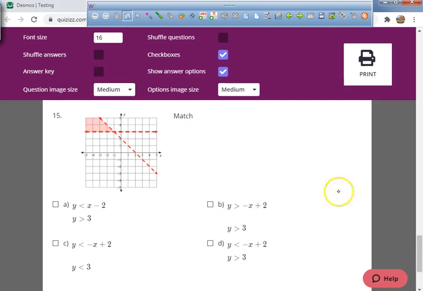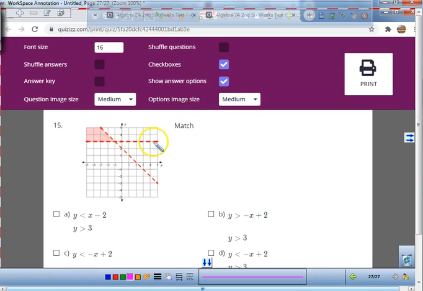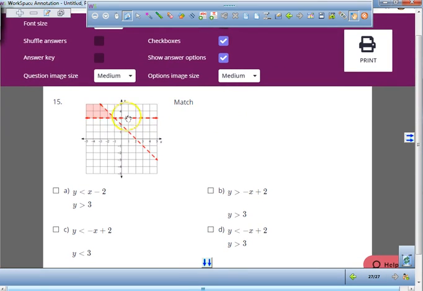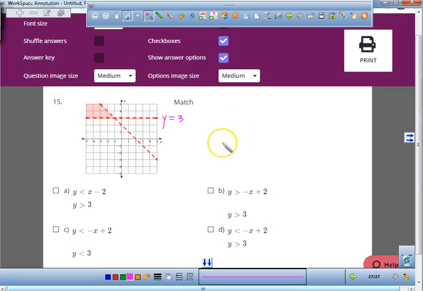We got a little tricky one here. By the way, if it's dotted, what does that tell you? It's not equal to, right? Does anybody know what line this would be if it was solid? This would be at y equals what number? If it was solid, it'd be at y equals 3. So right now, is it shading above it or below it? Above. So put y is greater than 3. That's one of our answers.